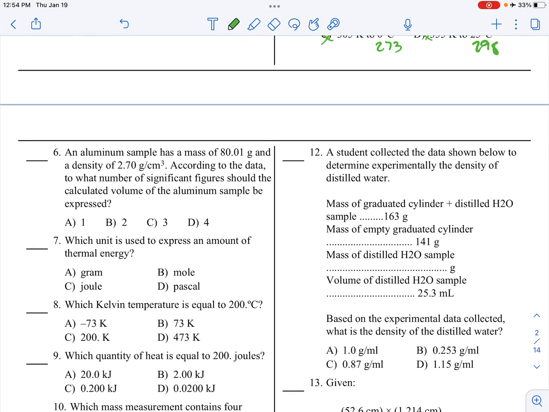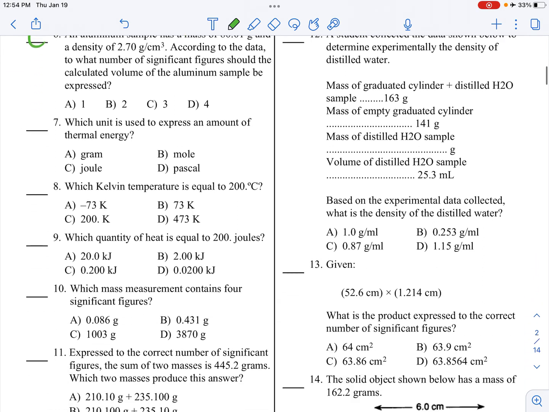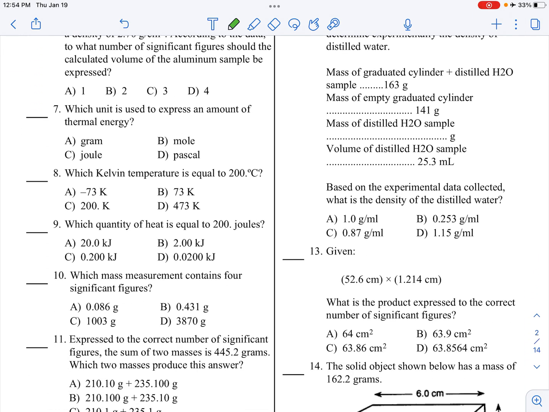An aluminum sample has a mass of 80.1 grams and a density of 2.70. According to the data, to what number of sig figs should the calculated volume of the aluminum sample be expressed? So density equals mass over volume. We don't actually have to solve this, by the way, but this number has 3 sig figs. This number has 4 sig figs. So we're going to be multiplying and dividing here. So we need the fewest number of total sig figs, which is 3. Not 4.